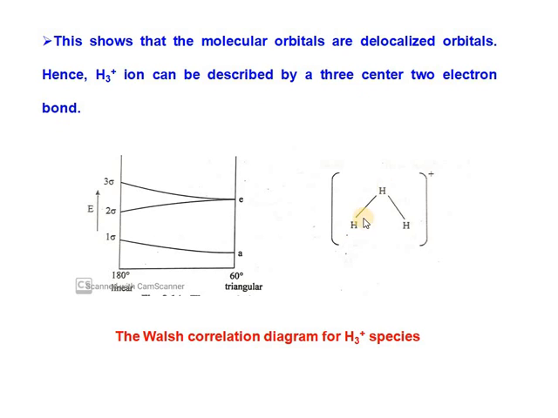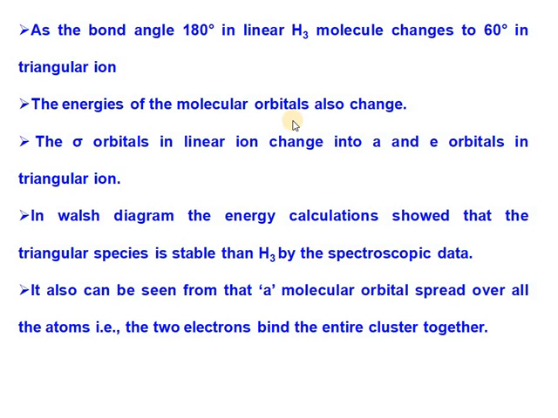Because there are 1, 2, 3 centers, right? It is triangular, as we have considered. So 3 centered, and they will hold 2 electrons, which are present in only the A degenerate molecular orbitals, right?